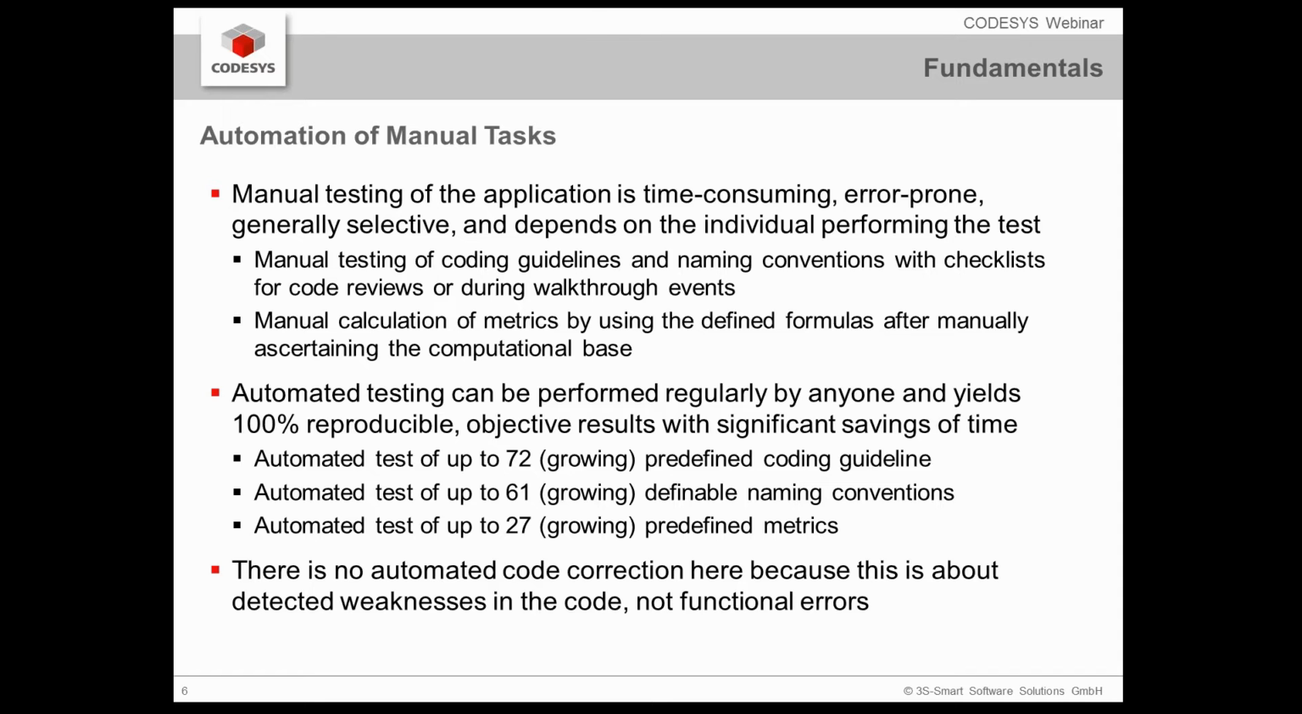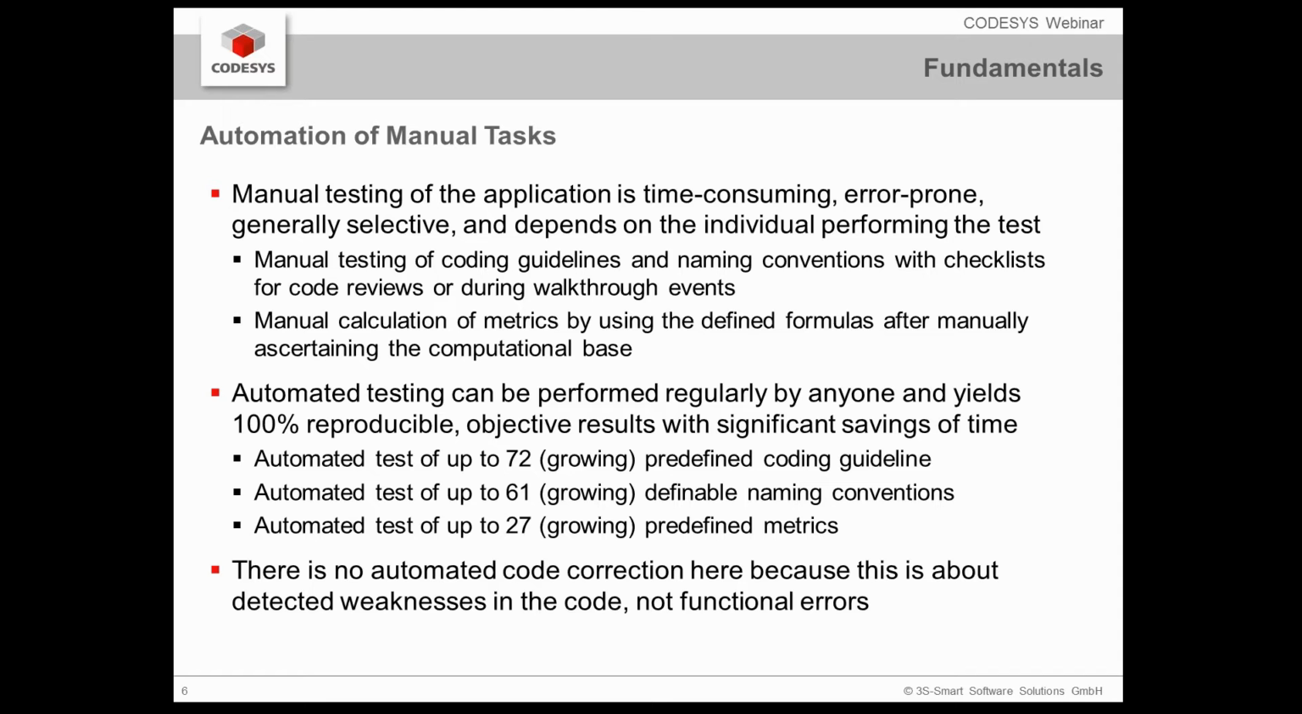What's at the moment not possible is to add or to extend these numbers by your own customer metrics or specific rules which you need to add from your side. So you have to step back here to the predefined static analysis set. In addition, there's no automated code correction because at the moment these weaknesses which we identify by the CODESYS Static Analysis are not functional errors.